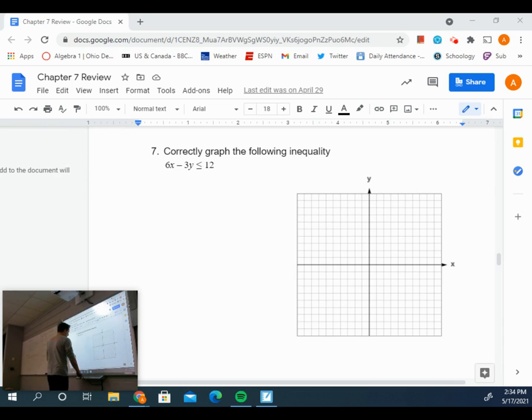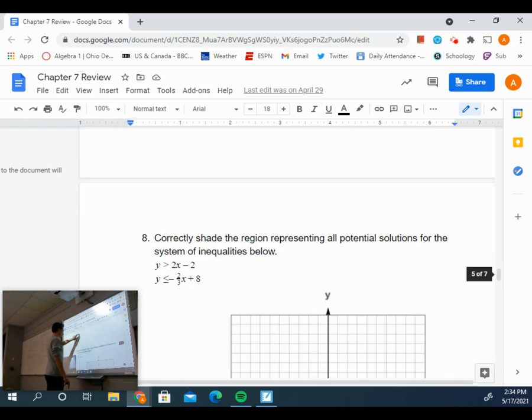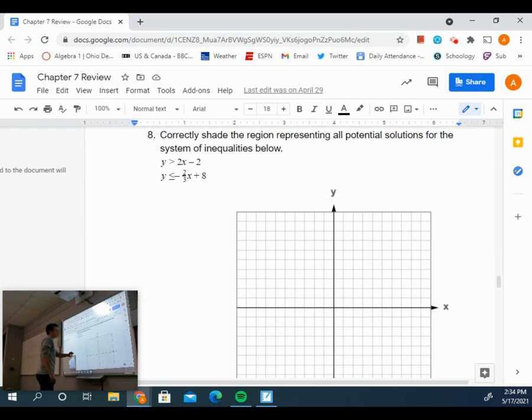So what does 7.6 look like? Well, 7.6 is the exact same thing as 7.5, just instead of one inequality, we have multiple. 7.5 is graphing linear inequalities. 7.6 is graphing systems of linear inequalities, which is essentially graphing multiple inequalities. And so I have two inequalities here, and I'm supposed to shade the region representing all the potential solutions.